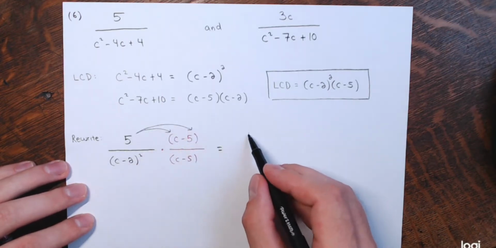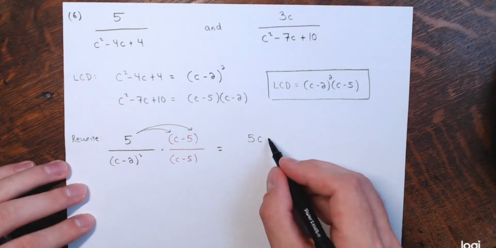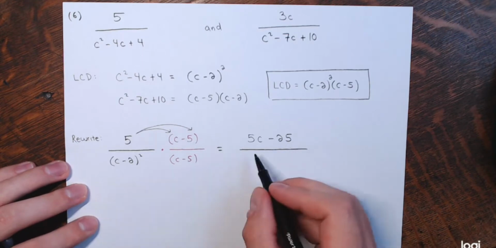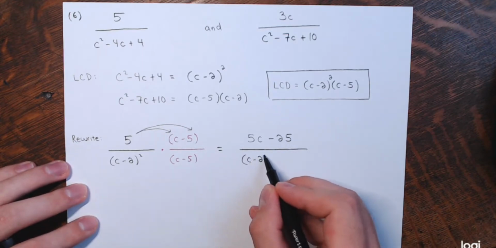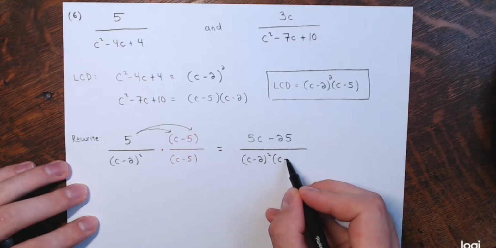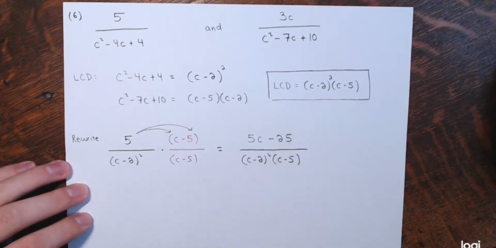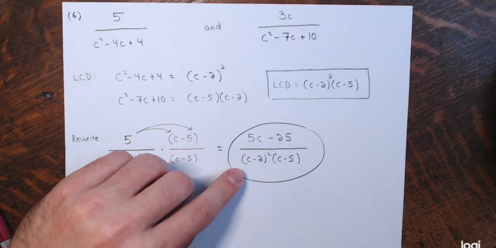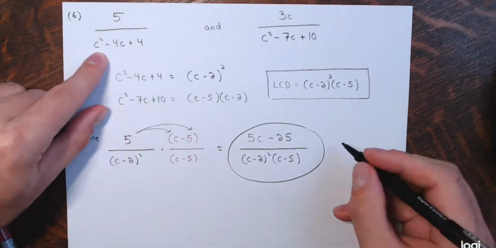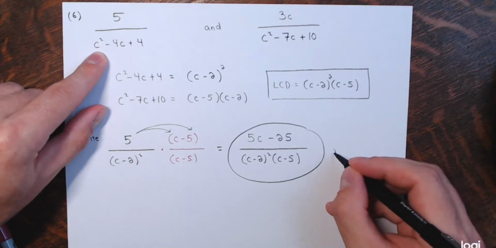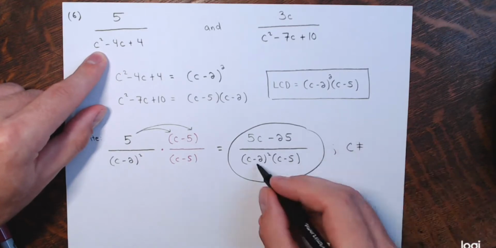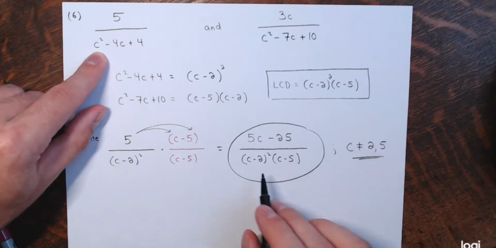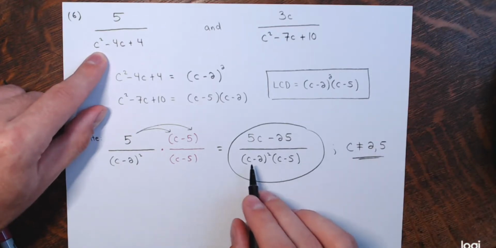So the numerator is 5c minus 25. And I'm going to leave the denominator factored. The denominator is c minus 2 squared times c minus 5. It's the LCD. All right, so this fraction is equivalent to the first fraction for any value of c except 2 and 5. So c can't be 2 or 5, because if c were 2 or 5, you'd be dividing by 0, and that's bad.